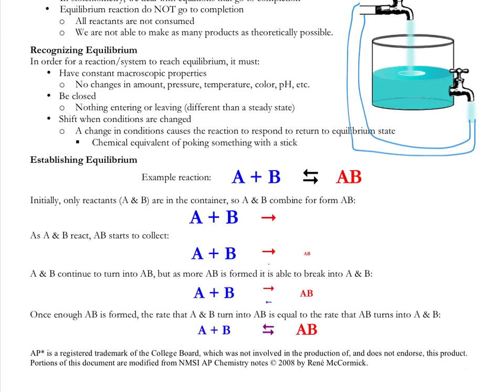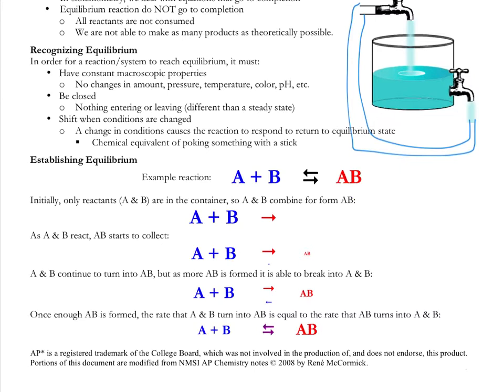So if I started this reaction, I would have a container that only had, presumably, my reactants. So what happens is that A and that B makes AB. As they react, A and B go down, and you can see a slight decrease in font size, and AB starts to appear.